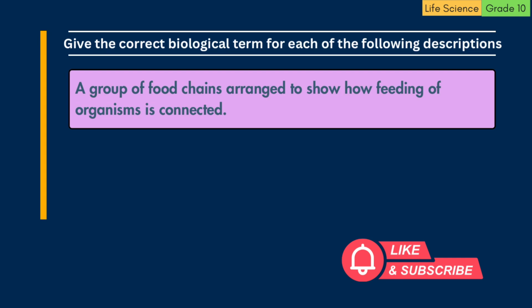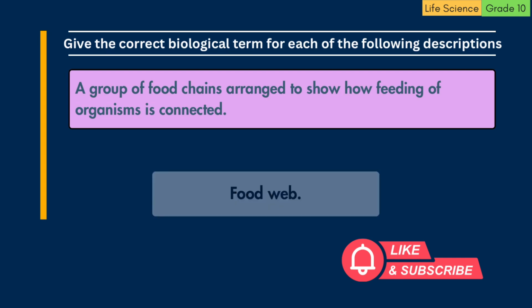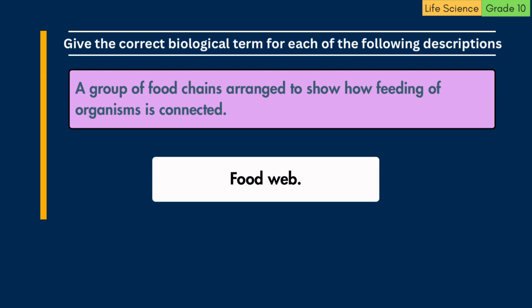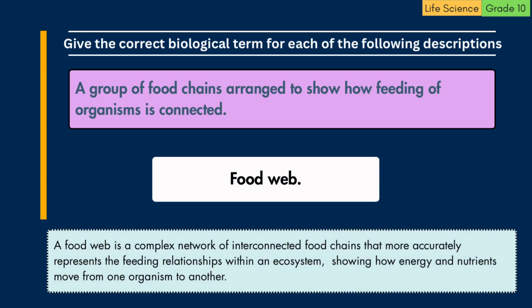Question: a group of food chains arranged to show how feeding of organisms is connected. The correct answer is food web. A food web is a complex network of interconnected food chains that more accurately represents the feeding relationships within an ecosystem, showing how energy and nutrients move from one organism to another.